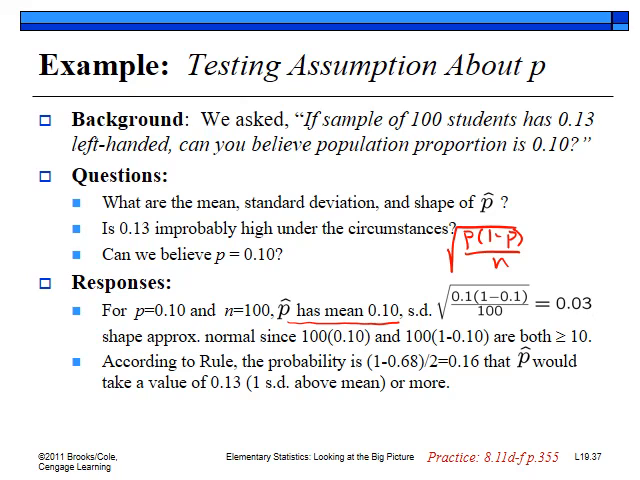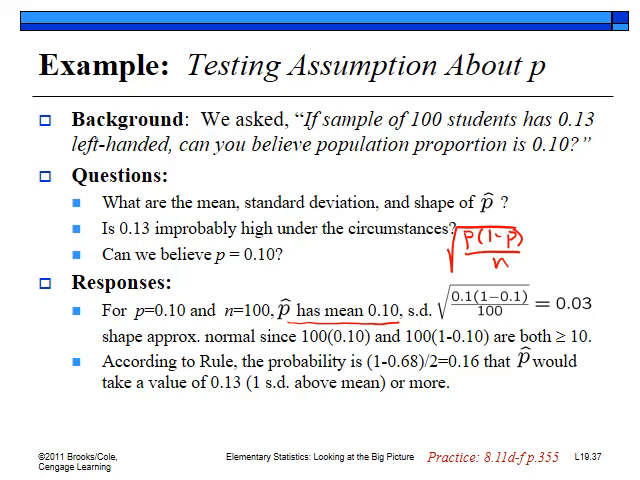So now, how big of a number is 0.13? Well, notice that 0.13 is one standard deviation above the mean. So to see a sample that has a proportion that's as high as 0.13 or higher, that probability would be the area out in that right-handed tail.